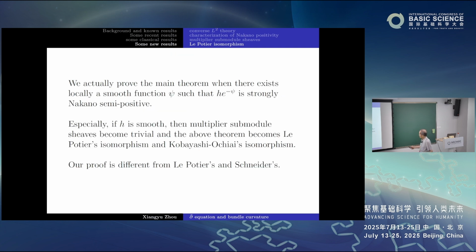In our theorem, we prove the theorem when there exists a smooth function such that this metric is strongly Nakano semi-positive. Of course, if h is smooth, then the multiplier submodule sheaves become trivial, and the above theorem reduces to Le Potier's isomorphism and Kobayashi-Ochiai's isomorphism. Our proof is different from Le Potier's and also Schneider's. Schneider also gave a beautiful proof of Le Potier's isomorphism.